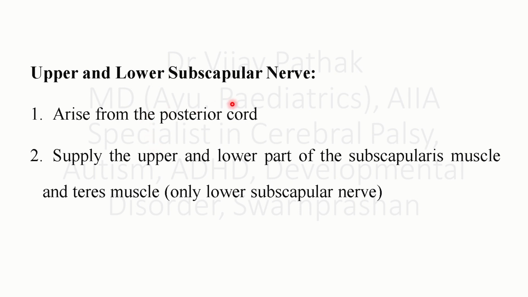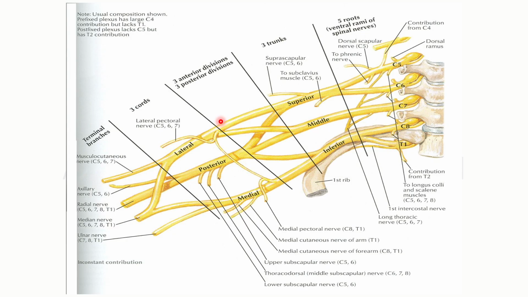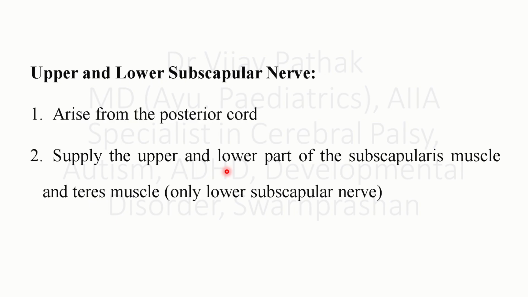Upper and lower subscapular nerves. The upper and lower subscapular nerves arise from the posterior cord. They supply the upper and lower parts of the subscapularis muscle and the teres major muscle.